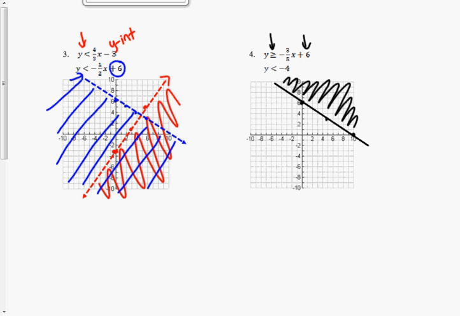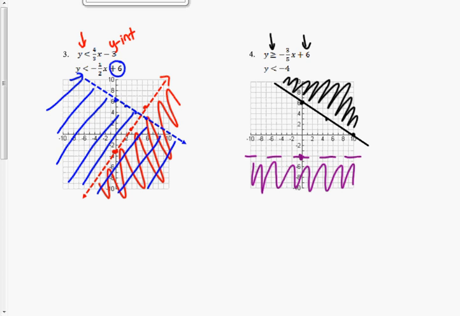Y is less than -4, so remember -4 is my y-intercept. That's a horizontal line. It's not equal to, so we'll use the dash. It wants everything less than it, so we're going to shade everything below.